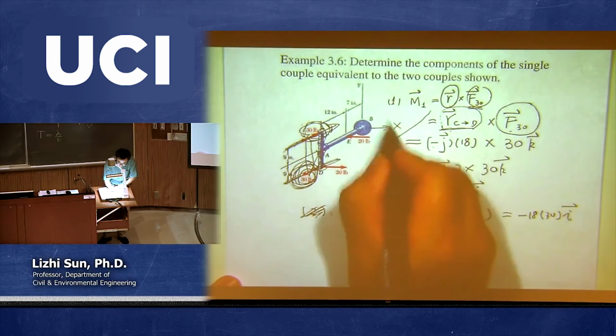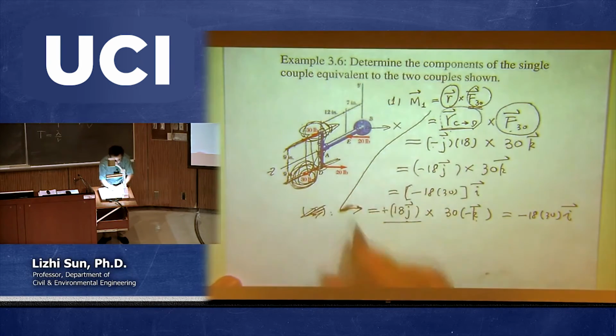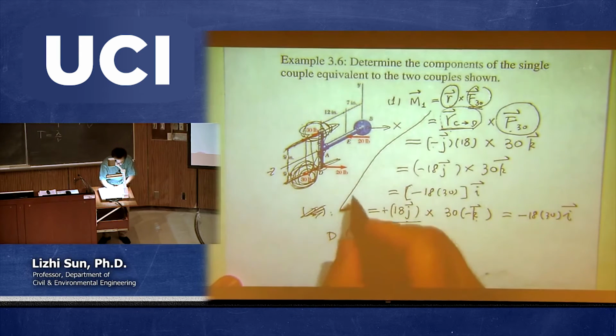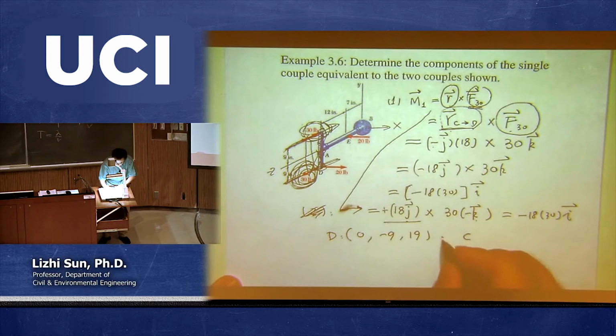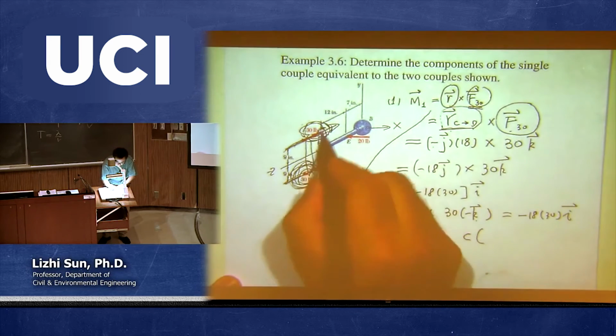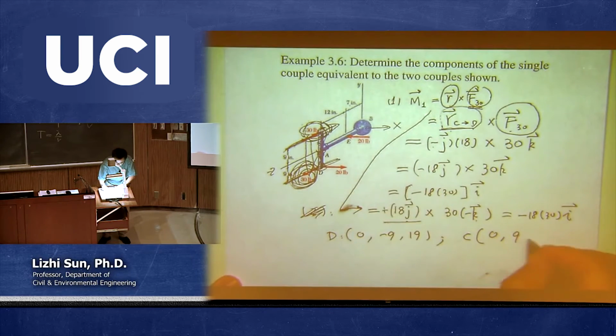This is the x direction, this is the y direction, this is the z direction. So what are the three components of point D? The three components of point D, you told me 0. What's the second one? -9. What's the third one? 19. 19, right? Okay, this one. And then what are the three components of point C? 0, positive 9, and 19.